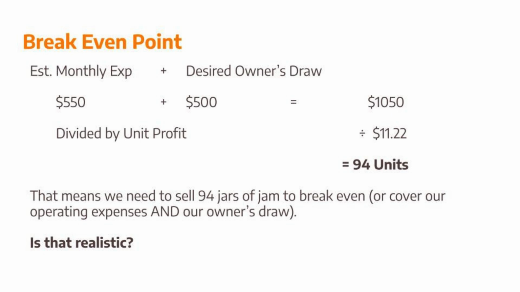Well, if you know you do on average 2 farmers markets a month and you sell on average 50 jars of jam per farmers market, then we can say, yeah, we expect to sell at least 100 units a month. And then therefore, this is a realistic break-even point.